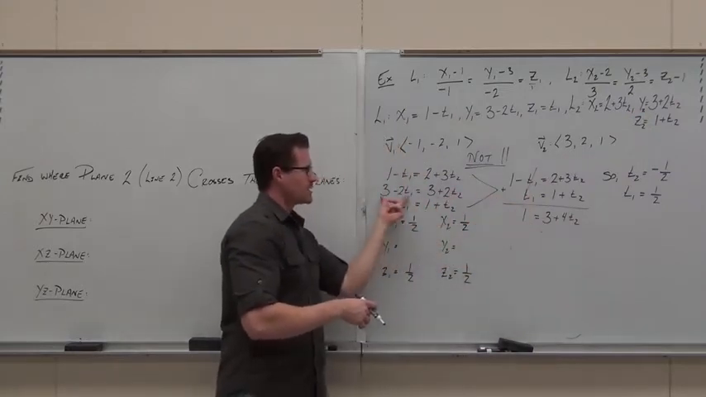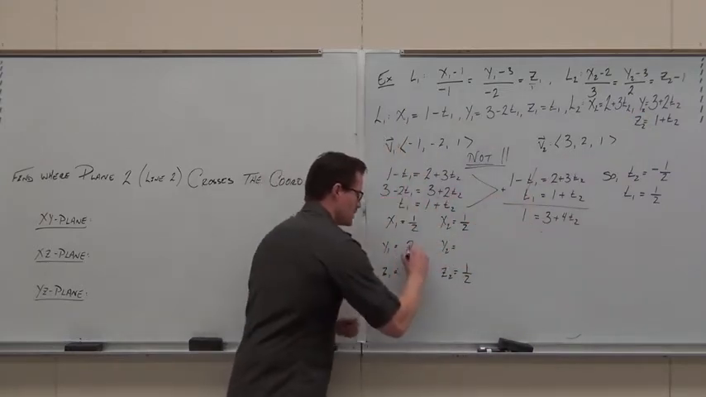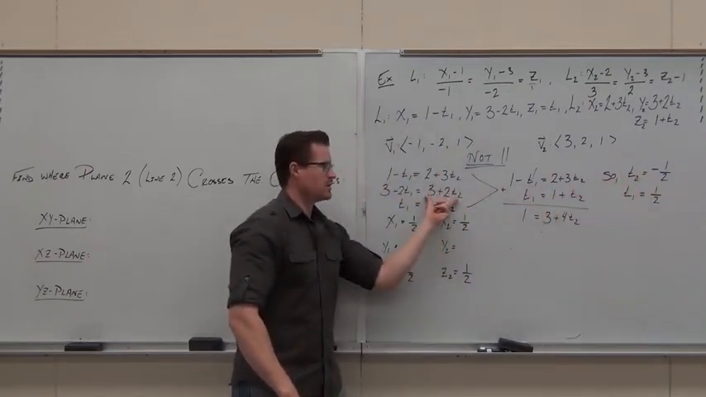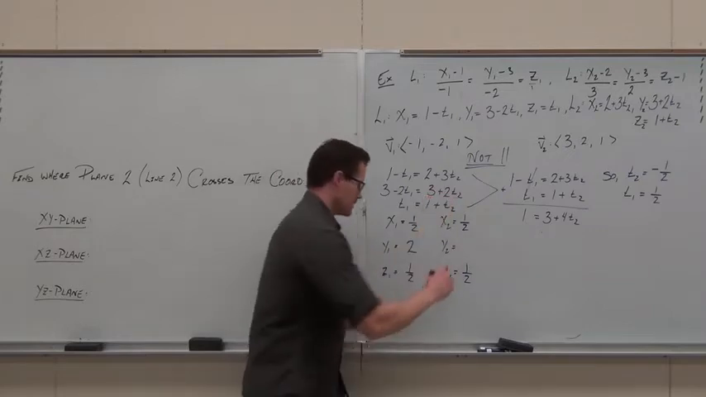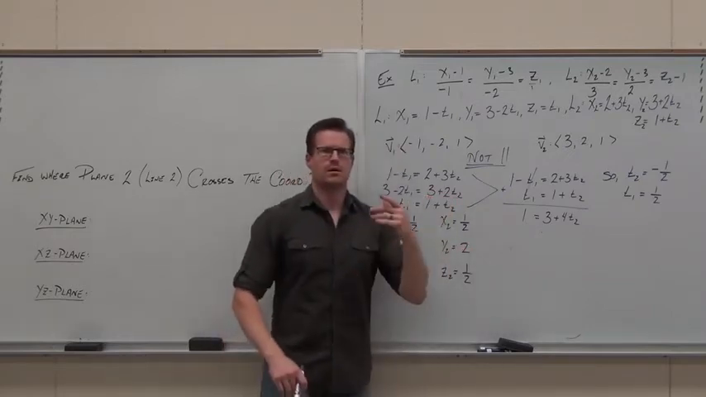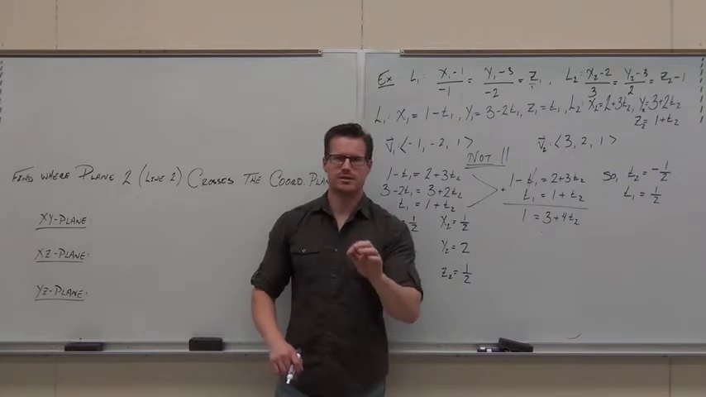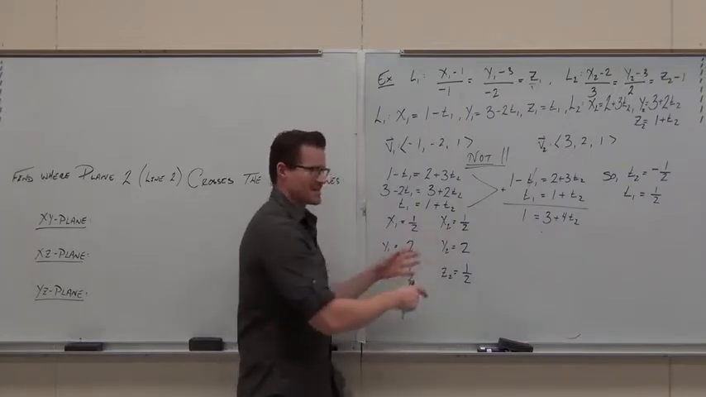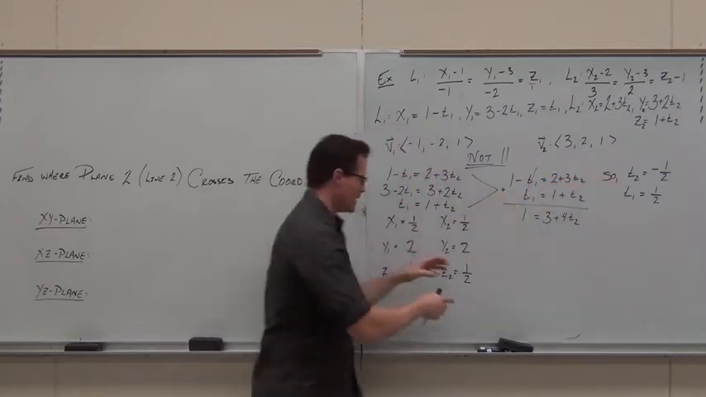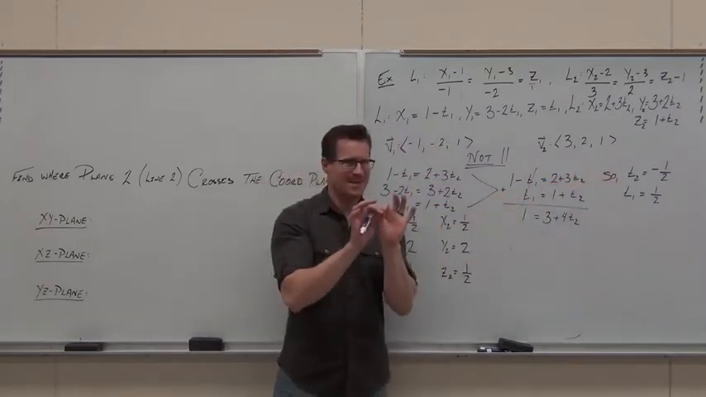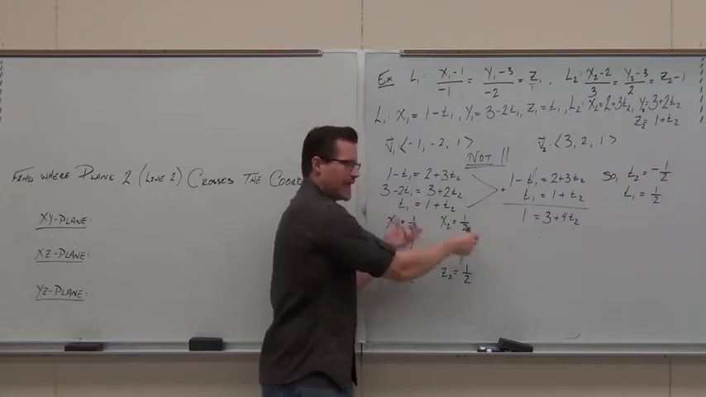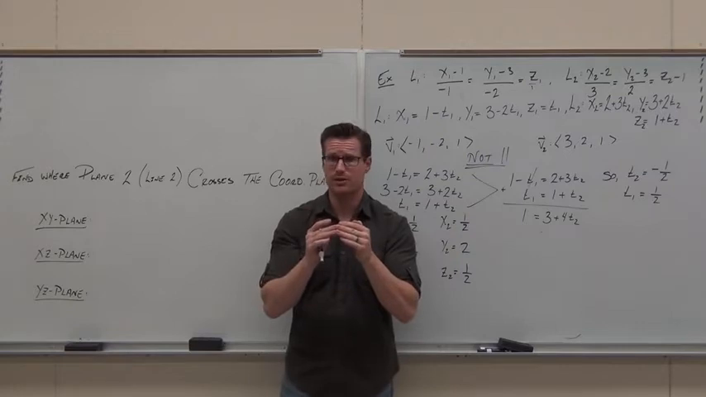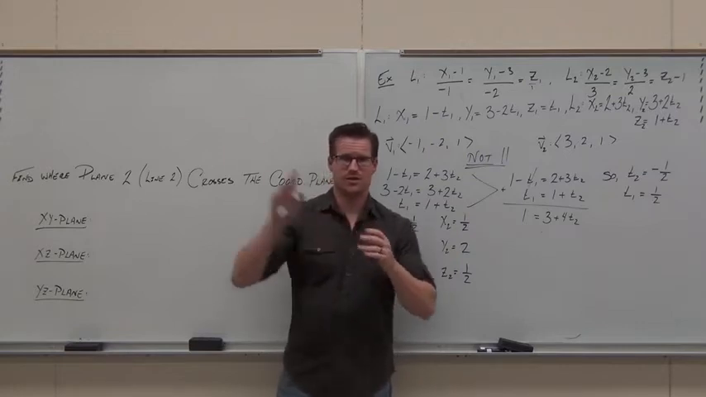Take T1, plug it in here. Looks like I'm going to get 2. Take T2, plug it in here. Looks like I'm going to get 2 also. Do the planes intersect? Yes, they do. Why? Because when I have that time, I get the same exact point. They're not off at any point, at any coordinate. They do intersect. They crash. That's a bad thing. Chimpanzees understand the bad thing.